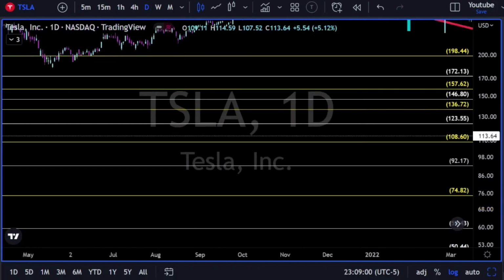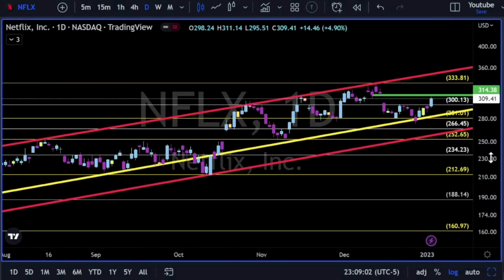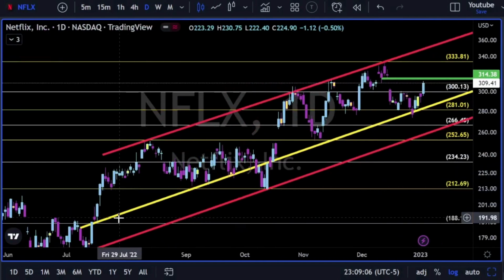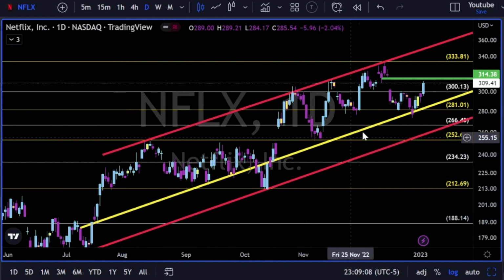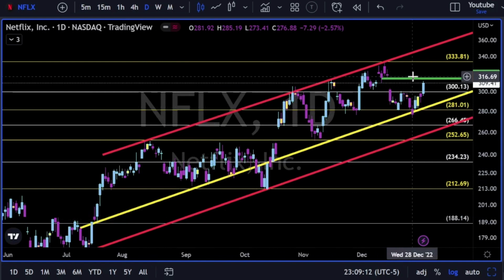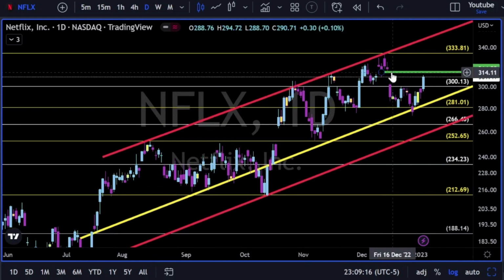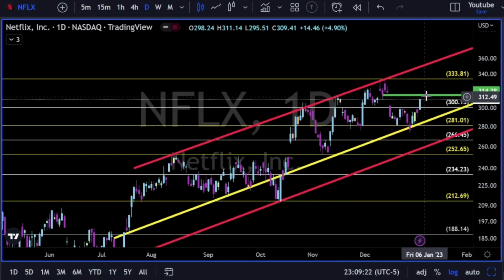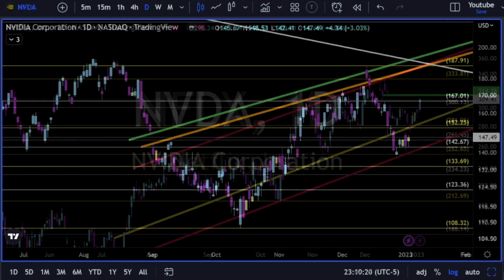80% chance. Netflix continuing to show relative strength to the overall market, holding its uptrend yellow line, uptrend channel. Now we have this gap over here at the 315 area. Keep your eyes on Netflix. Strongest name as I can see it now.